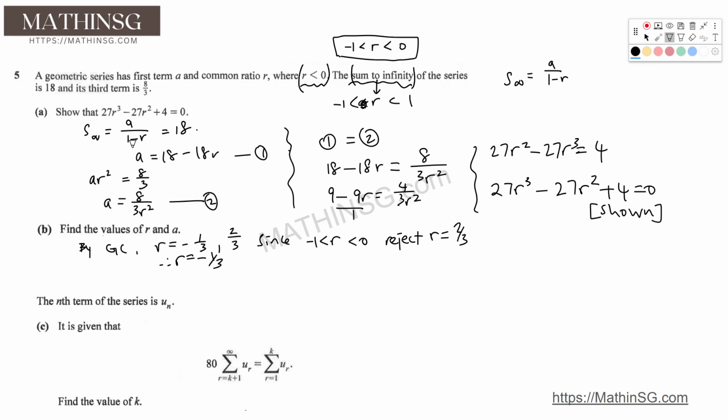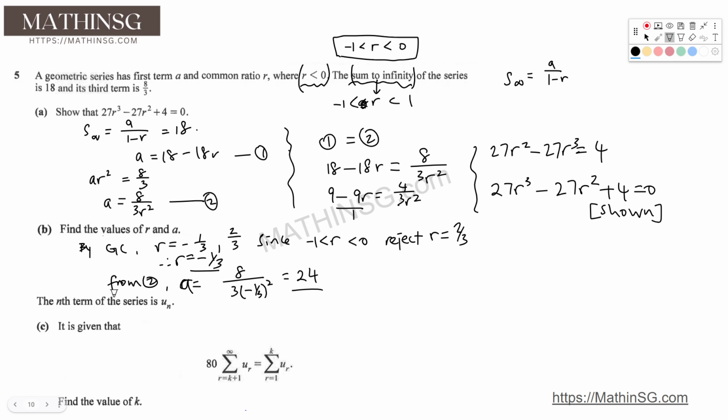Then we will substitute R equals -1/3 into either equation 1 or equation 2. I'll use equation 2. So A is equal to 8 over 3 times (-1/3) squared. Type the whole thing into your calculator and you'll get A equals 24. So therefore we have found A and R already. R is -1/3, and A is equal to 24.